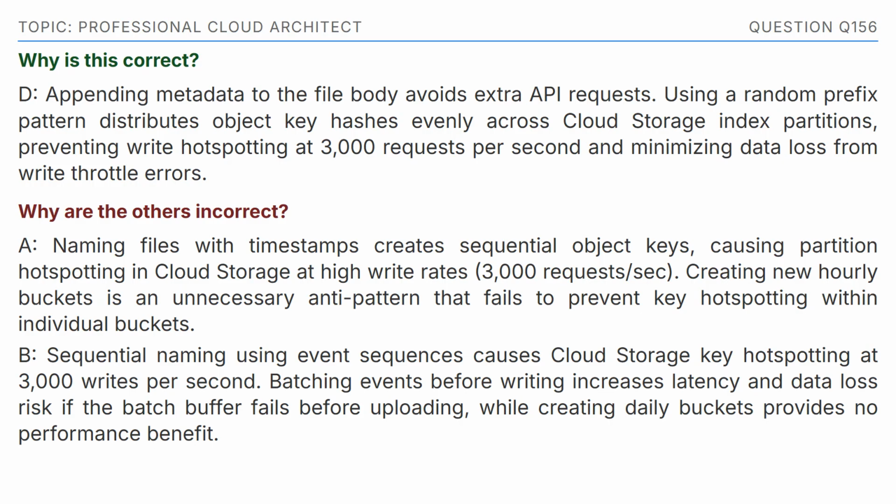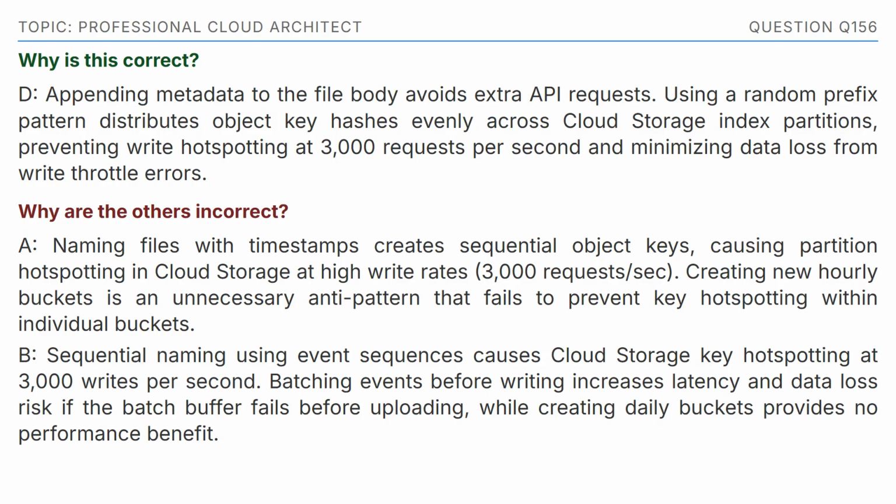D. Appending metadata to the file body avoids extra API requests. Using a random prefix pattern distributes object key hashes evenly across cloud storage index partitions, preventing write hotspotting at 3000 requests per second and minimizing data loss from write throttle errors. Why are the others incorrect?